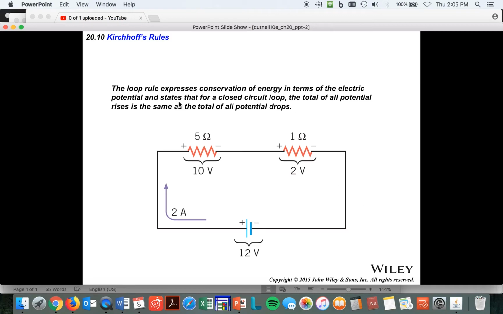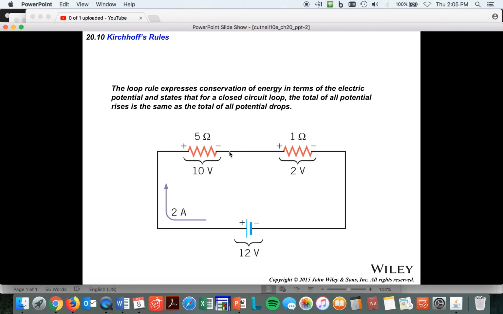So, the loop rule is this: when we go around the loop of a circuit. Okay? So this is 12 volts. Boom. Kicks out 2 amps. Now notice, this is a pretty simple circuit. So we've got a voltage drop here of 2 times 5, which equals a 10 volt drop.